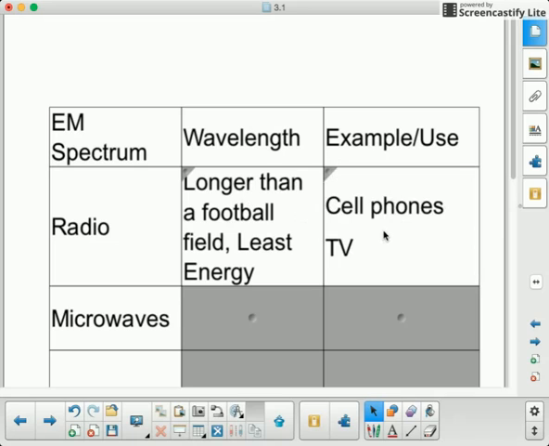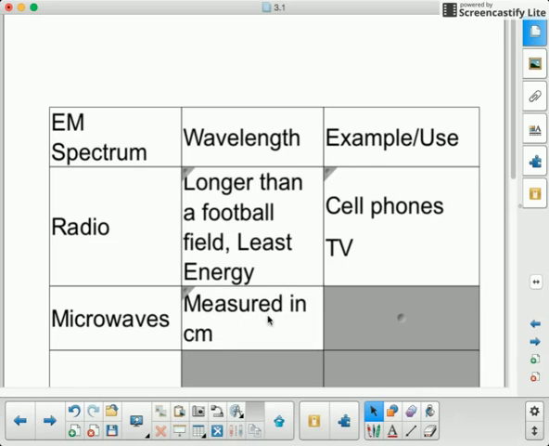We find them in all sorts of places. They're used by cell phones, TVs. They are used by radio stations. That's how they emit their signals. And different radio stations or cell phones or TV stations emit their signals at different frequencies, and that's how we get the variety that we have.